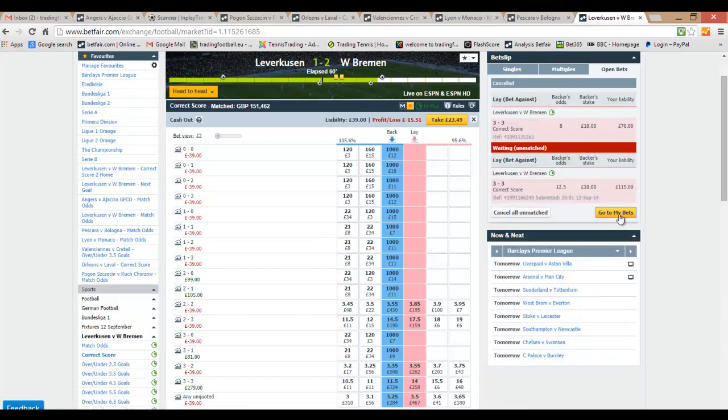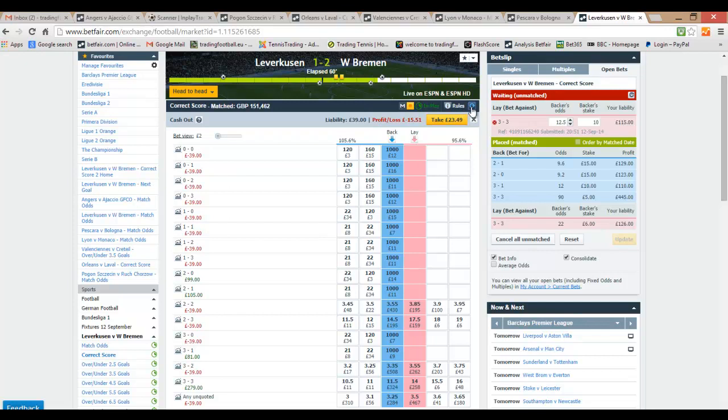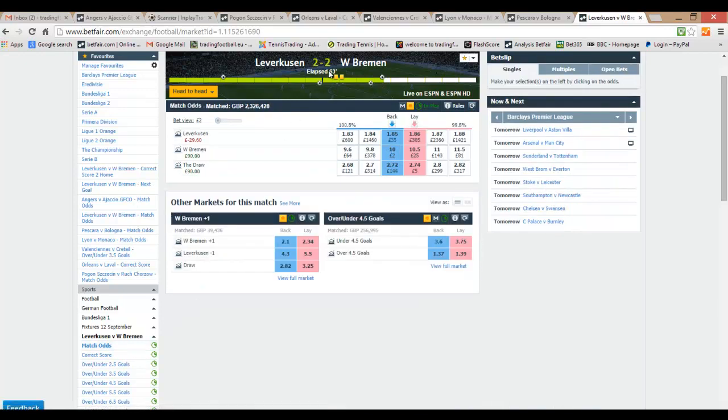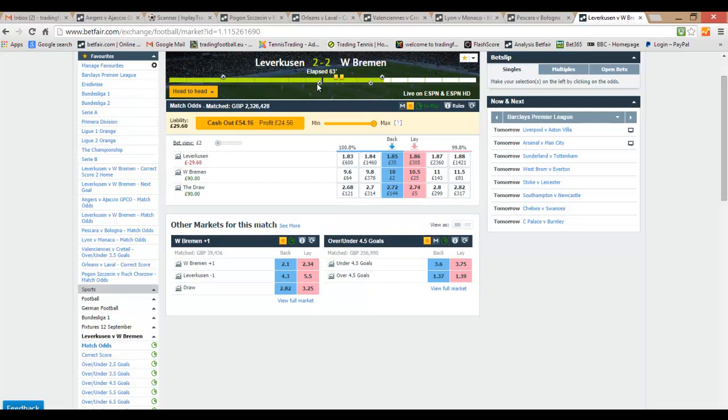Go on. You can see the score at the top there on the Betfair screen. It says 1-2, but in fact, it's 2-all. I haven't refreshed that. So that's just confirmation. We've got £90 green on the draw, but we've got this £29 red on Leverkusen.